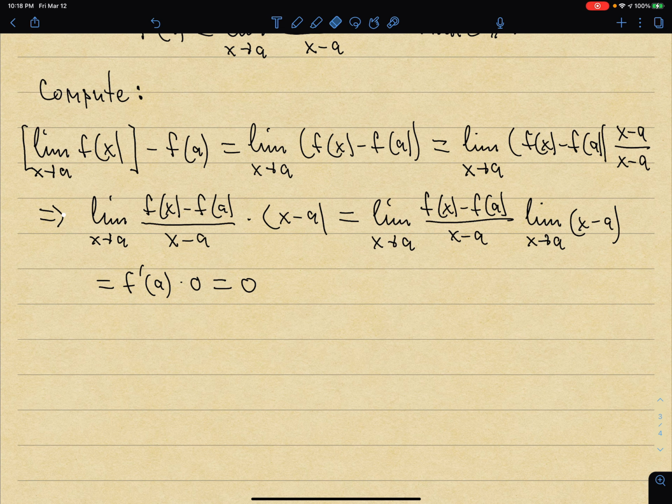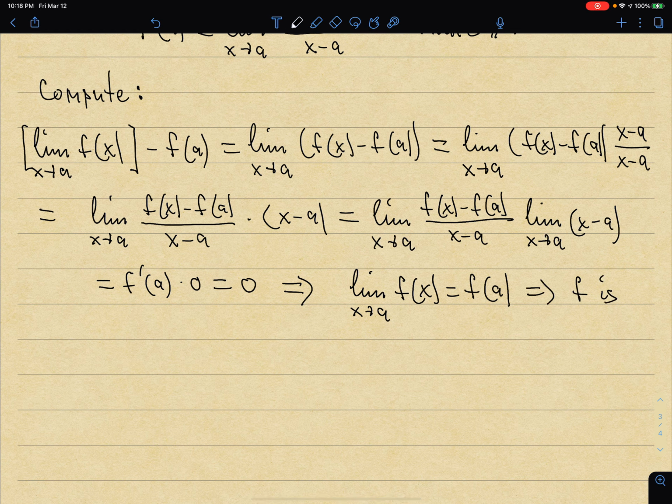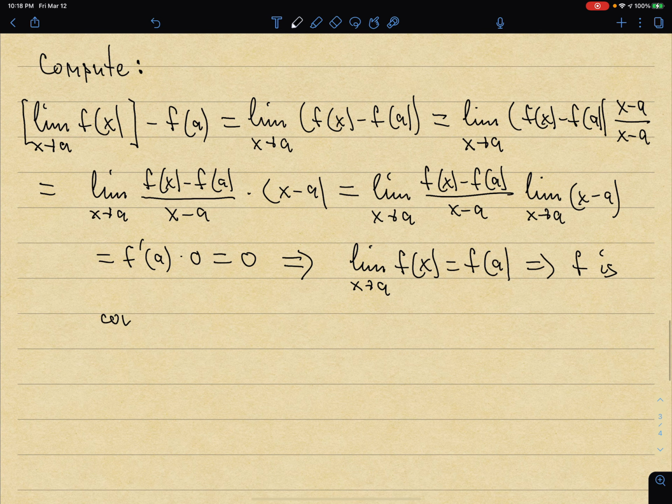Let me get rid of this. Okay, and so from that, because the limit of f of x minus f of a is equal to 0, it follows that the limit as x approaches a of f of x must be f of a. And that's the definition of continuity at a. So f is continuous at a. So this is very easy to prove, in fact.